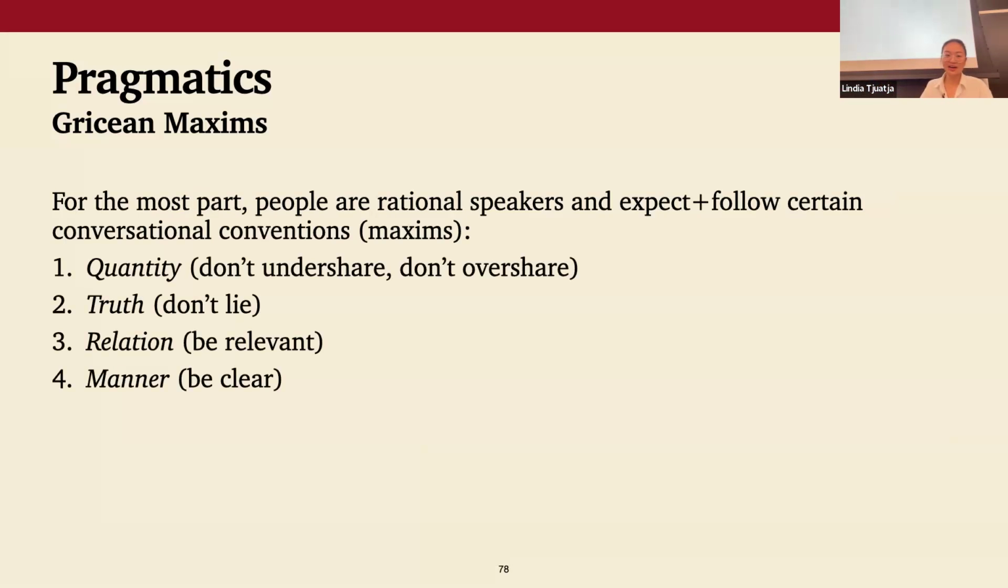So there's a guy named Paul Grice, and he asked this question, and he came up with the idea that people are generally rational speakers, I would hope. And to be a rational speaker, you kind of expect and follow certain conventions in conversations, which we refer to as maxims. So the first is quantity, which is to not undershare and not overshare. If I ask you, what did you do yesterday? You're not going to relay minute by minute playthroughs of what you did from when you woke up to when you went to bed, right? But at the same time, you're not going to undershare and be like, I lived. We already know that you lived, tell me a bit more.